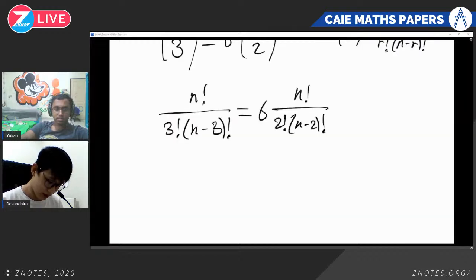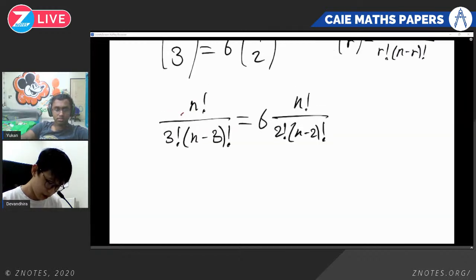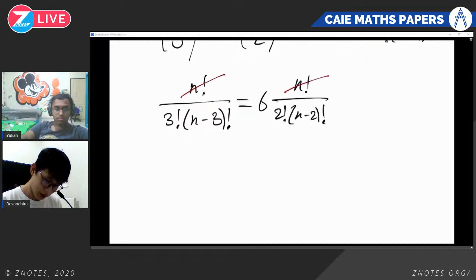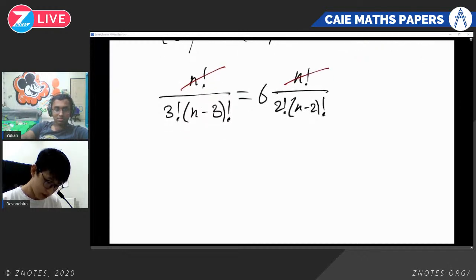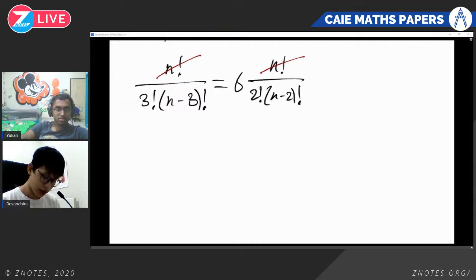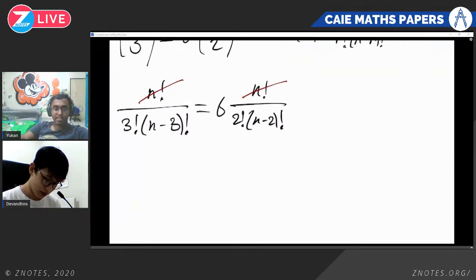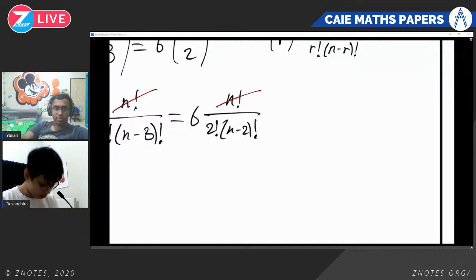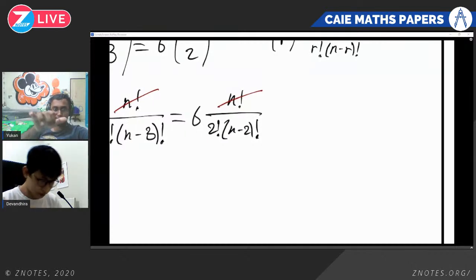Exactly. So we can divide both sides by n factorial. That's right. Nice one. And what's the next one? We can expand n minus 2 factorial. You can inverse it to make it linear. So how do we expand the n minus 2 factorial here? By definition of factorial, that would be n minus 2 times n minus 3 factorial.